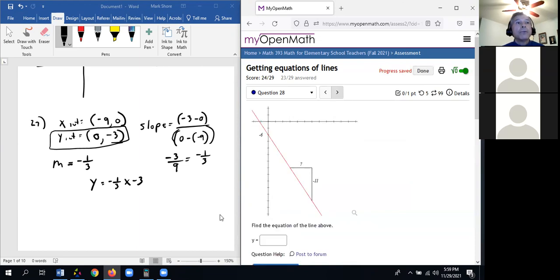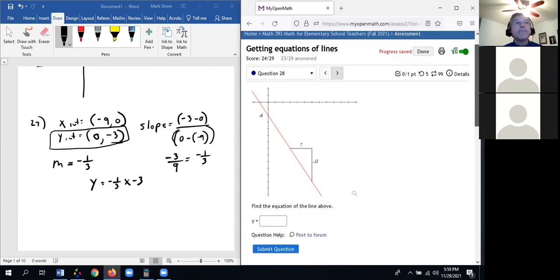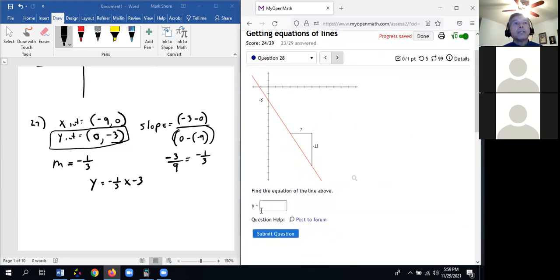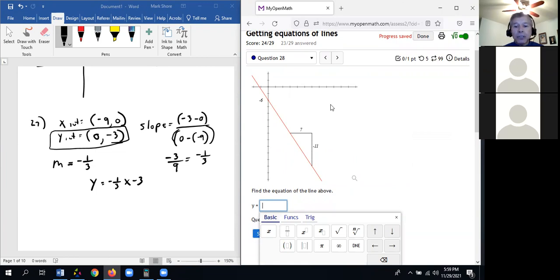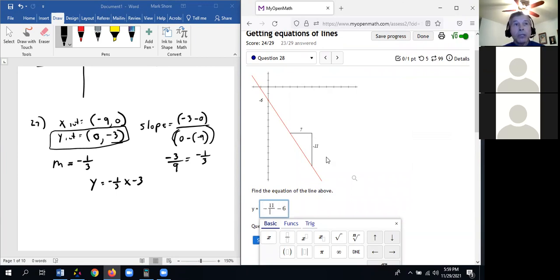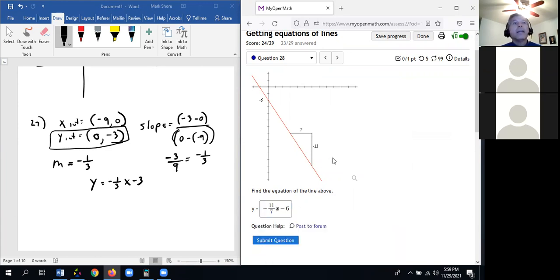And this one, we can do right here. I want to get the equation for this line. You can see its y-intercept is at -6. So I'll just type that in and I'll go over here and type in the slope. Well, the slope is down 11 and run 7. So that would be the slope of that line. So there's your y-intercept at -6. And here's your slope, down 11, run 7. That's it.